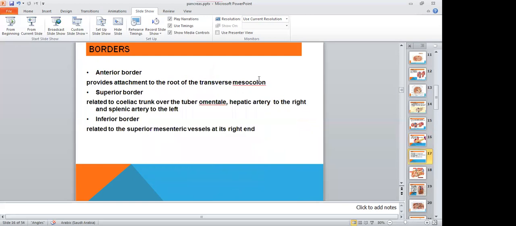The borders: the anterior border provides attachment to the root of the transverse mesocolon. The superior border is related to the celiac trunk, with the hepatic artery to the right and the splenic artery to the left, while the inferior border is related to the superior mesenteric vessels at its right end.